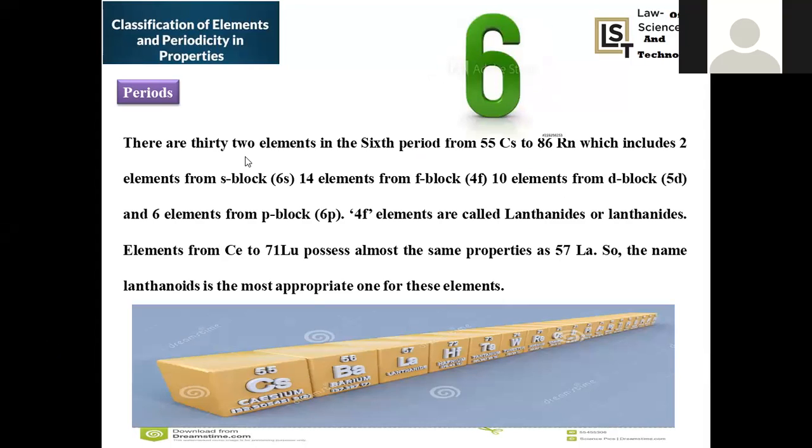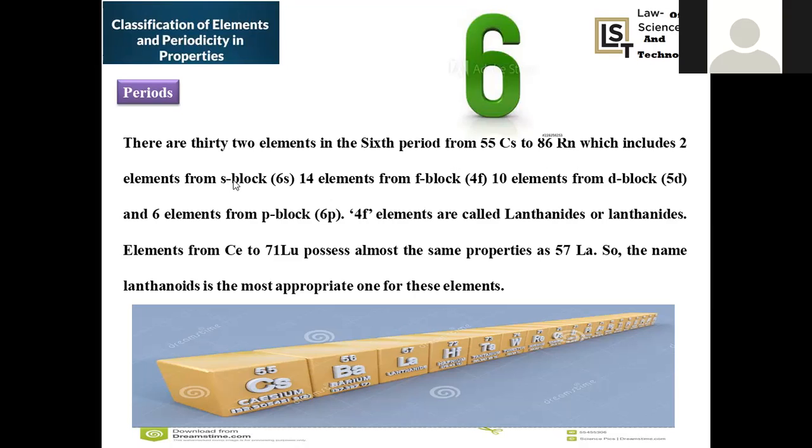Sixth period, you can say it is the longest one. Why are we saying longest? Let us see. There are 32 elements residing here, because F block elements also came into the picture of the 6th period. F block also accompanied in the 6th period. That's the reason why you can find 32 elements in the 6th period. It is the longest period in the entire periodic table, right? So here it will be started with cesium of S block element and ends up with radon, a noble gas.